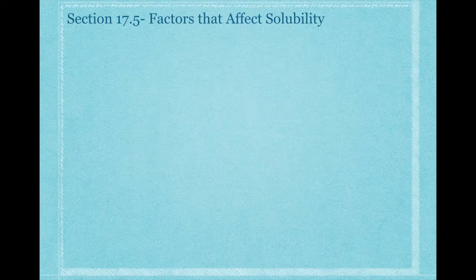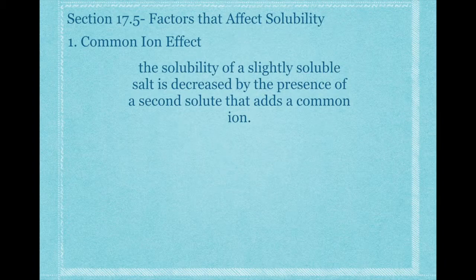In this section, there are 3 different factors that can affect the solubility of an ionic compound, basically its ability to dissociate into its ions. The first one is one we've already looked at, the common ion effect. As a review, the common ion effect tells us that the solubility of a slightly soluble salt is going to decrease if there is a second solute present that has a common ion.